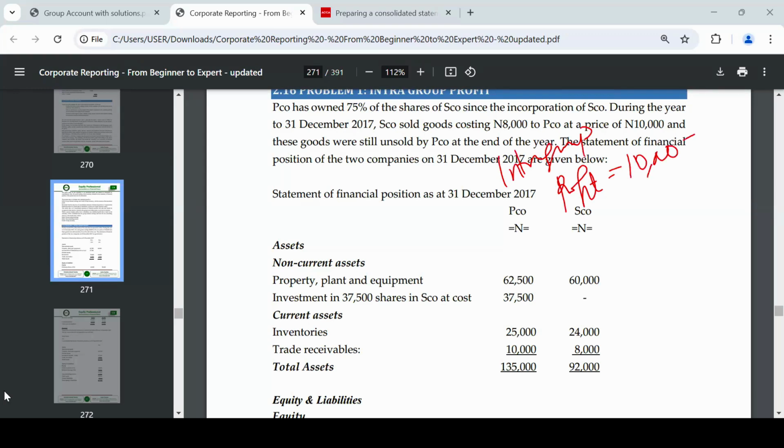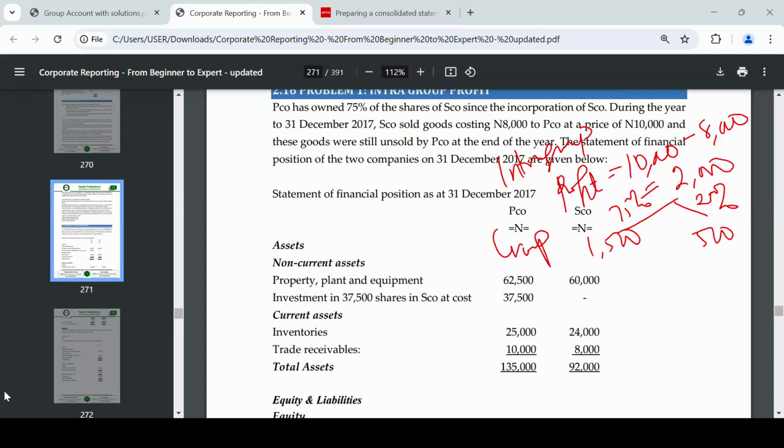10,000 minus 8,000 gives me 2,000. Now, this 2,000 will be split 75%, which is an amount 1,500 belonging to PICO, because that's the element of group. Don't let me even call it PICO, let me call it group. We're going to take this from the group retained earnings, and then the remaining 25%, an amount 500 naira, we're going to take this away from NCI.